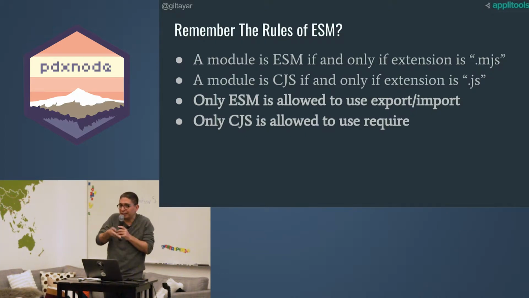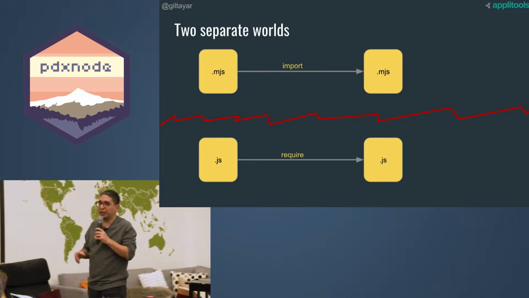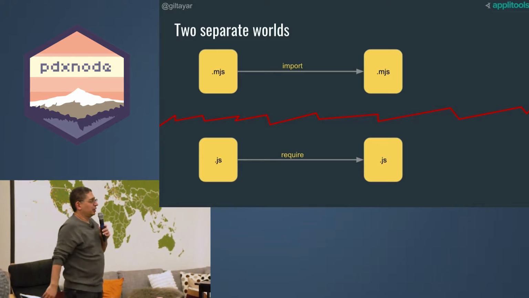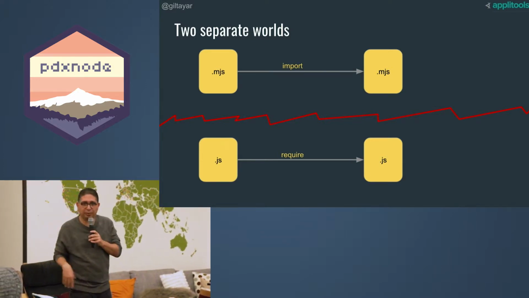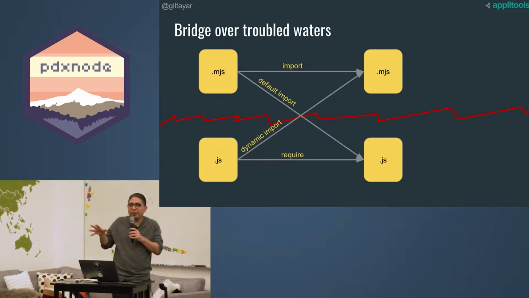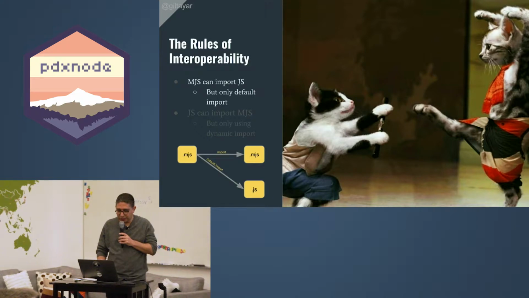How can a JS file import an MJS file? It looks like these are two separate, inseparable worlds. Not inseparable, exactly the opposite, sorry. It seems like JS can't talk to MJS and vice versa. That's not very interoperable. But don't worry, there is a bridge over troubled waters, and we'll talk about that. Let's first talk about MJS importing JS.